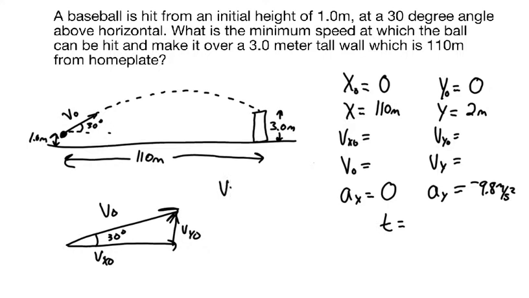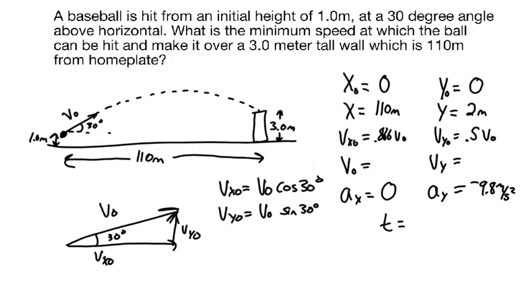Here Vx naught is going to be V naught times the cosine of 30 degrees, and Vy naught is going to be V naught times the sine of 30 degrees. And we could get decimal values in there as well, and when we do that, since the cosine of 30 degrees is 0.866, I'll just go ahead and write this as 0.866 V naught. And the sine of 30 degrees is a half, so I'll put that as 0.5 V naught.